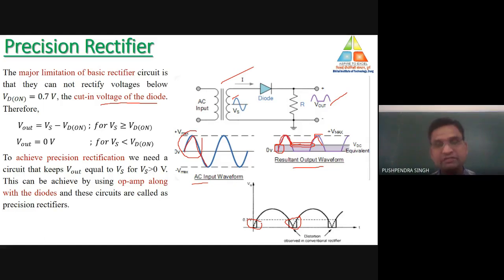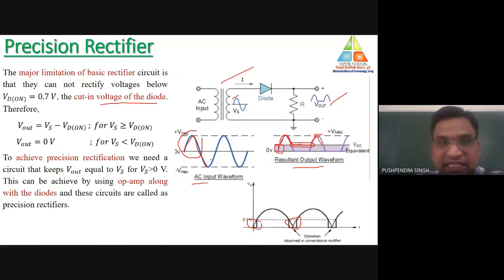So for rectifying this particular problem, there is some modification in the circuit, and after modifying, the rectifier circuit is called the precision rectifier. Why precision? Because we get the precise value of the output, and that output must be equal to the input signal only. That is the basic functionality of the precision rectifier circuit. There is no voltage lag between the input and output terminals of the rectifier circuit.